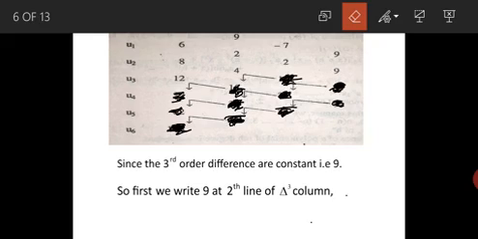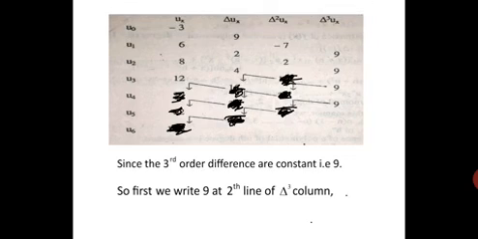This is 9, right? This is also 9. So this is also 9. So they are set constant. Now, I have to find this value. Exactly, I want to find this value first. How can I get it?